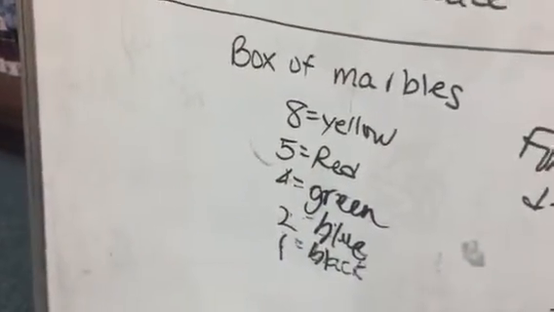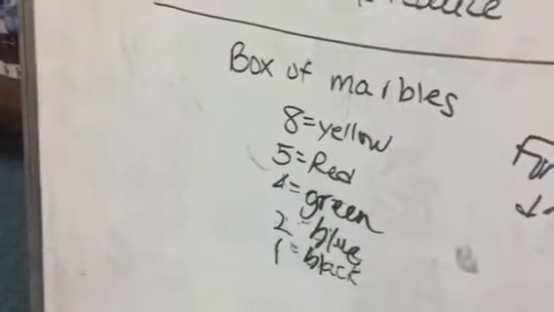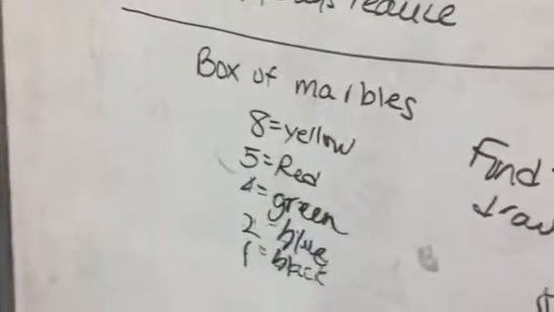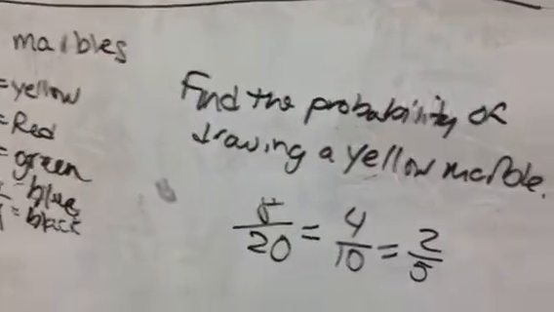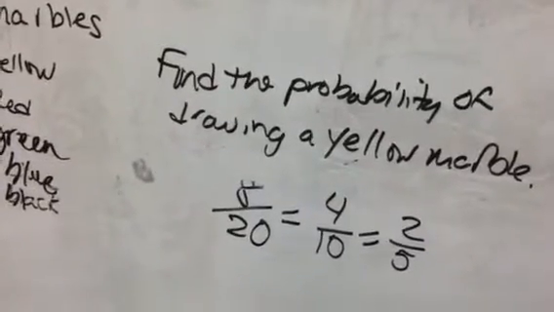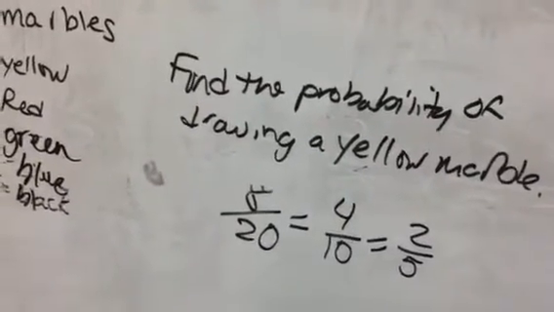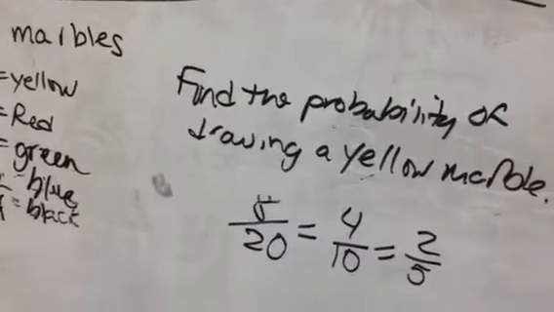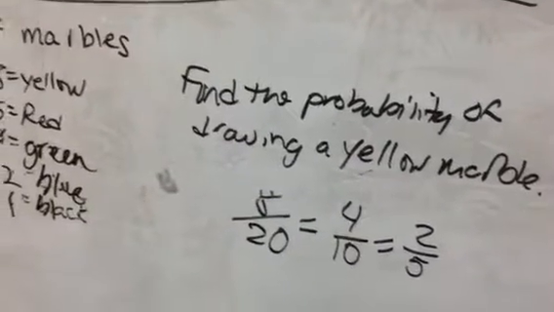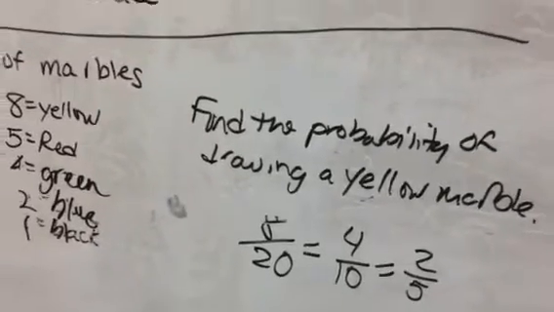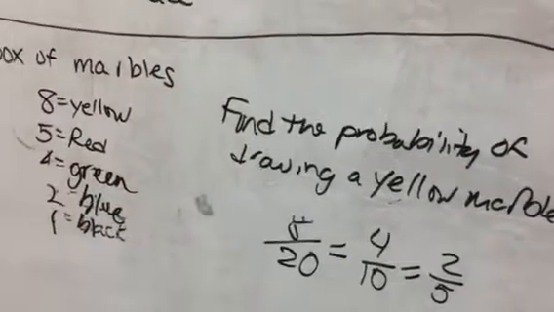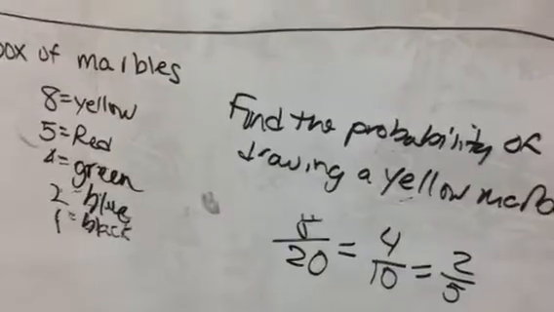So the number of successful outcomes is going to be 8. And then the number of possible outcomes, add up all those numbers, 8, 5, 4, 2, and 1. That equals 20. So the probability of finding a yellow marble is going to be 8 out of 20, or 4/10 or 2/5. So we're going to reduce the fraction, and that is 40%. Okay, so we have a 40% chance of drawing a yellow marble.